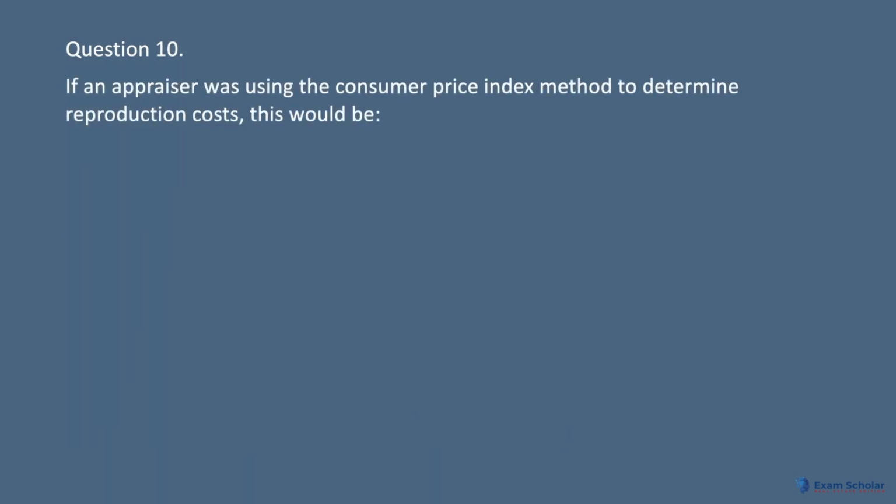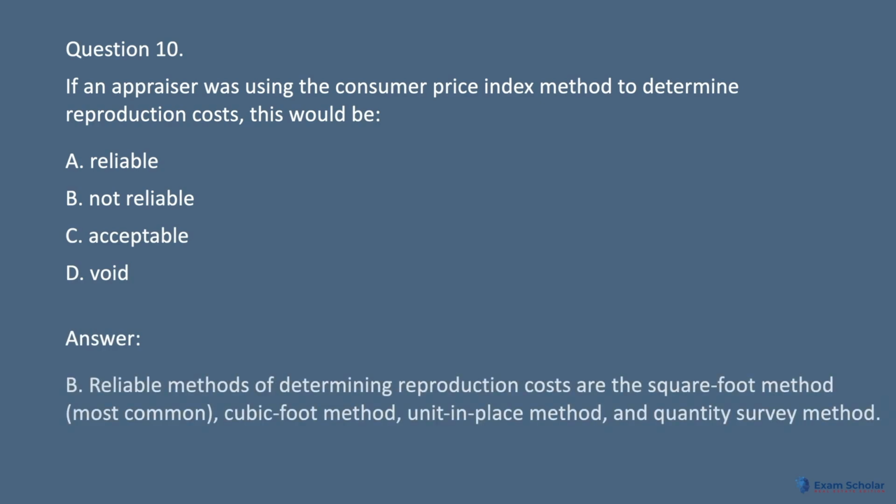Question 10. If an appraiser was using the Consumer Price Index method to determine reproduction costs, this would be A. Reliable. B. Not reliable. C. Acceptable. D. Void. Answer: B. Reliable methods of determining reproduction costs are the square foot method, most common, cubic foot method, unit in place method, and quantity survey method.